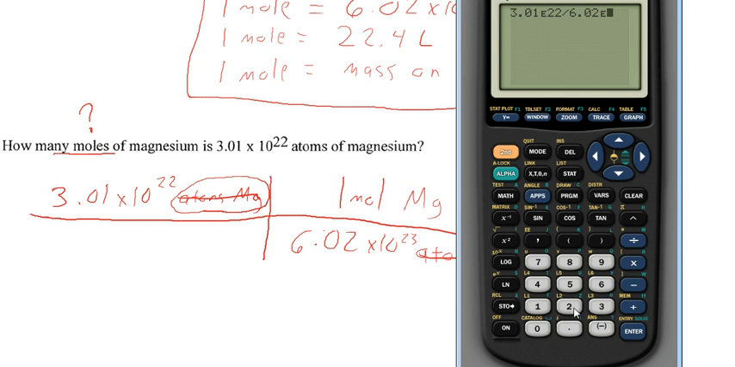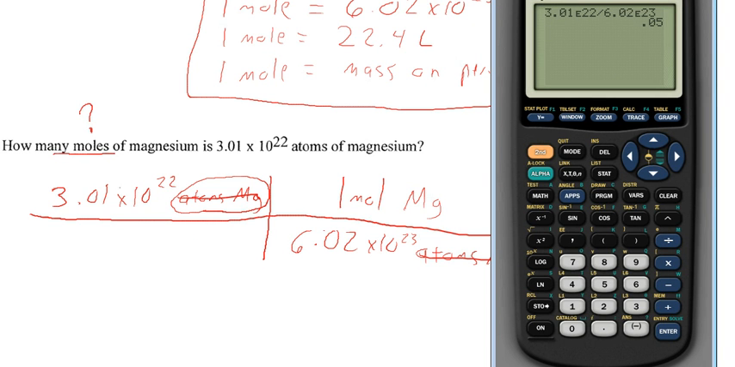Times 10 to the 23rd. And then I just hit enter, and the calculator returns this answer, 0.05. What we have to consider are significant figures. I take a look for the least number of significant figures in my problem.